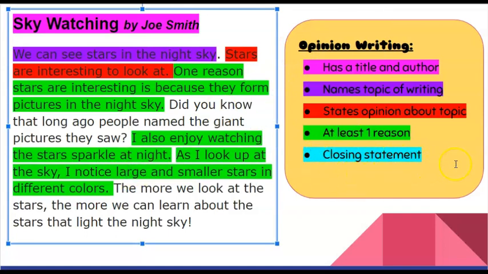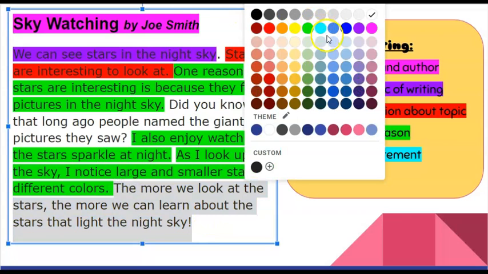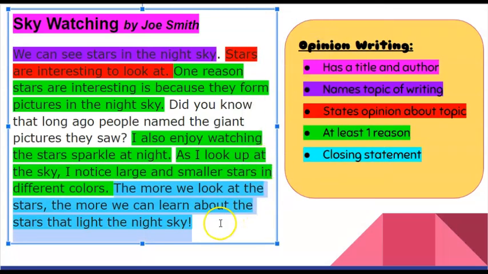And then finally, let's look and see, does he have a closing statement that wraps up his writing? The more we look at the stars, the more we can learn about the stars that light the night sky. Yep, there's his closing statement. He's telling us we can learn even more about the stars at night. He is wrapping up his writing, and he gave us an interesting fact. A lot of us, in our opinion writing, use closing statements like, now you know all about, or as you can see. But again, he could use some different signal words to make his writing even better.